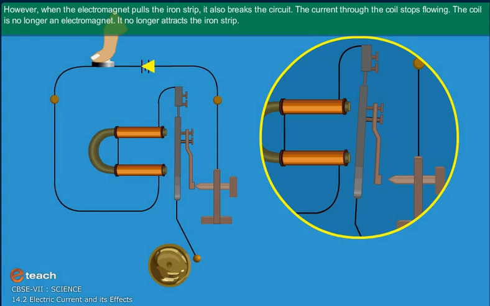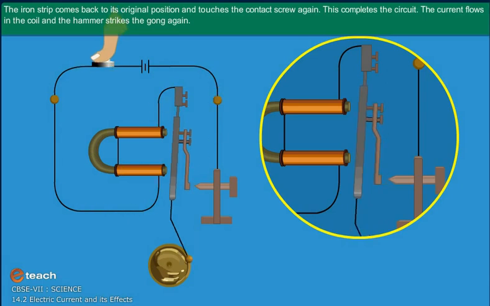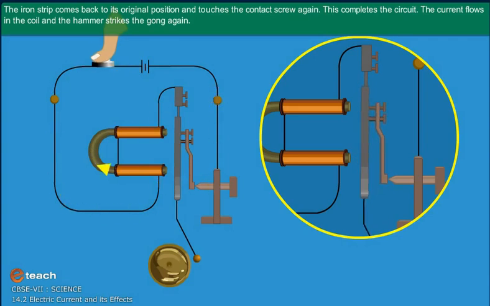The current through the coil stops flowing. The coil is no longer an electromagnet. It no longer attracts the iron strip. The iron strip comes back to its original position and touches the contact screw again. This completes the circuit. The current flows in the coil and the hammer strikes the gong again.